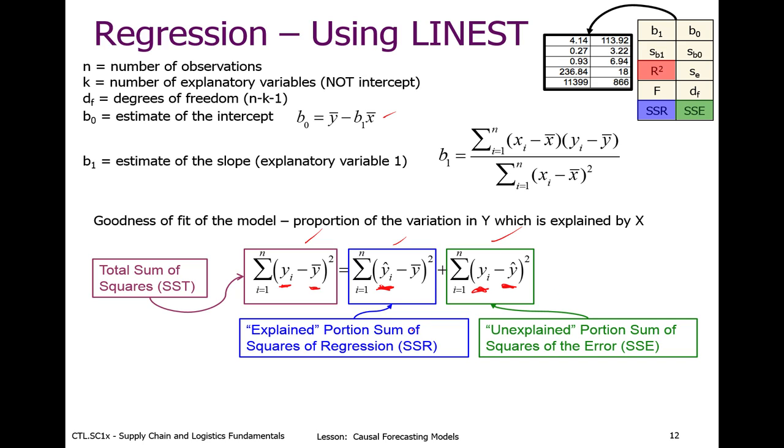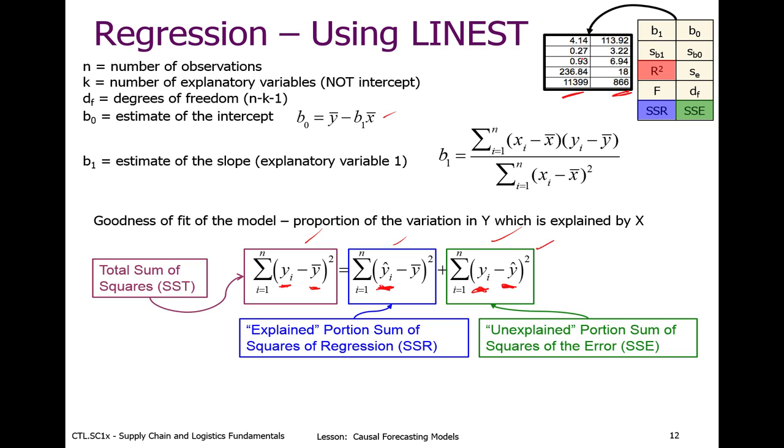Now, different texts call these different things. Sometimes this green part is called the sum of squares of the error or the residual. They're called different things, but at the end of it, it's still just the unexplained portion. These are given to you in the bottom right and bottom left cells. So I could calculate my total sum of squares just by adding those 2 together.